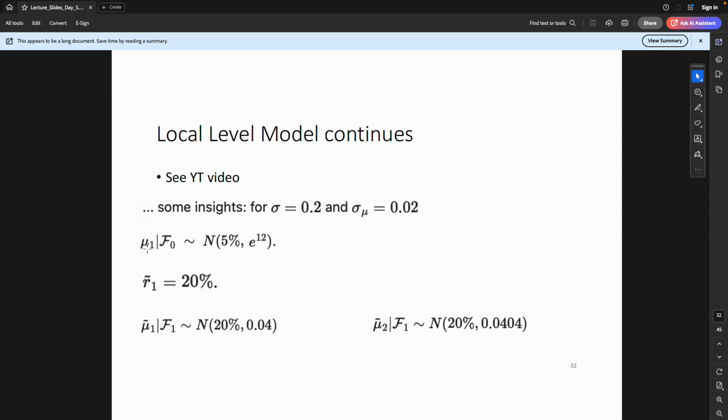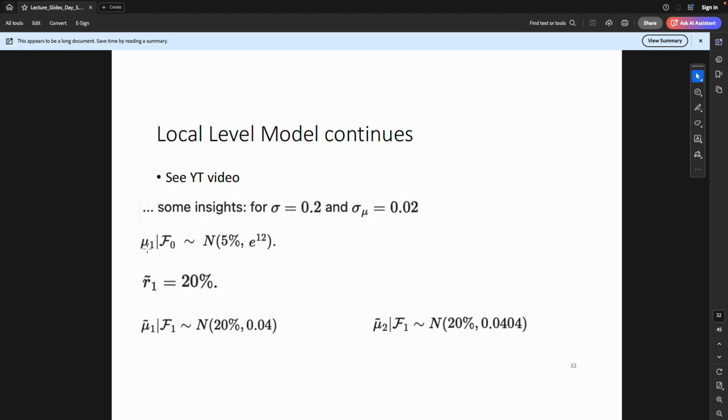And here I'm just using 5%. So how do I know? You open a textbook or ask GPT, what's the equity risk premium? And most likely it says 5% or something like that. So I use this prior information. So let's say it's 5%.